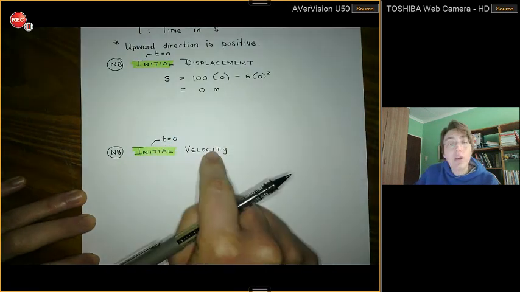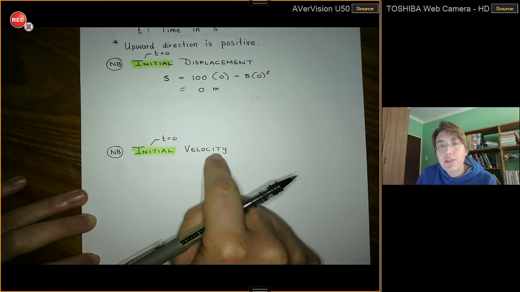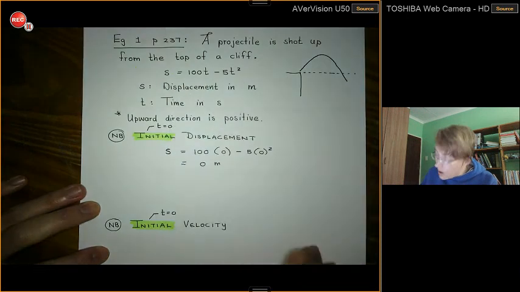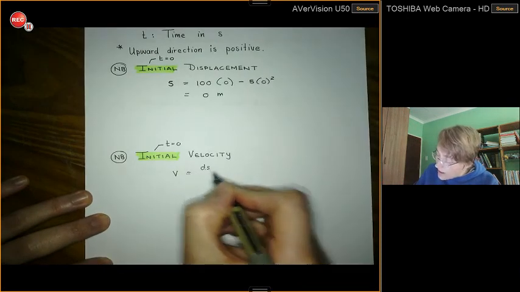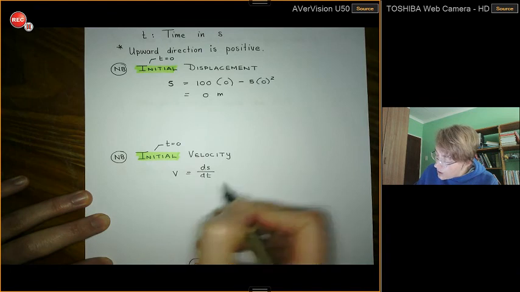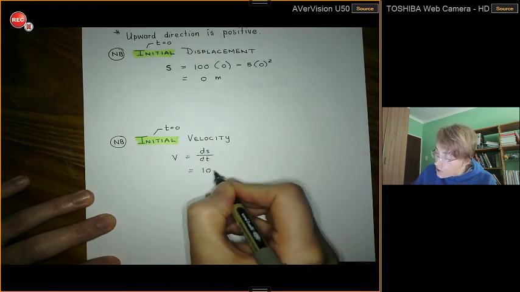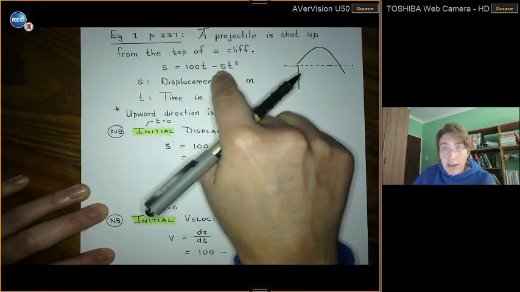But now they're talking about velocity. And because they're talking about velocity, we have to now find the first derivative of this formula, because velocity, like I explained to you, is the change in displacement over time. So the velocity here is going to be equal to 100 minus 2 times negative 5, so negative 10t.